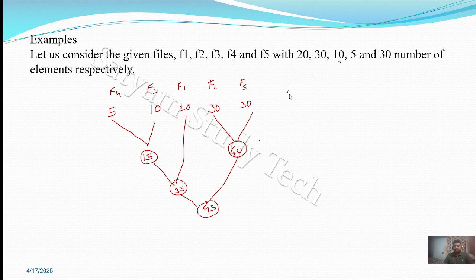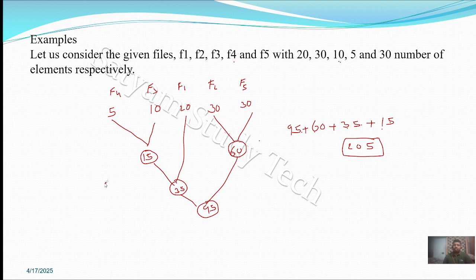So how many comparisons are required for this pattern? 95 plus 60 plus 35 plus 15. So 5, 5, 10, 15 and 5, 1, 2, 5, 11, 20. So here it is 205 comparisons. So this is the minimum number of comparisons. So that's why this pattern is the optimal merge pattern.